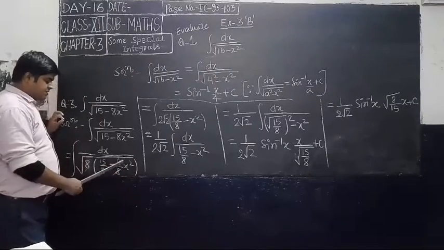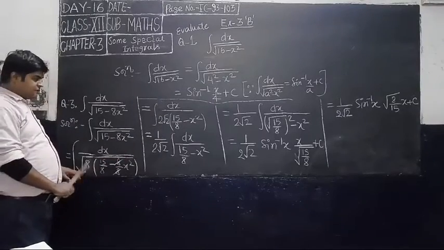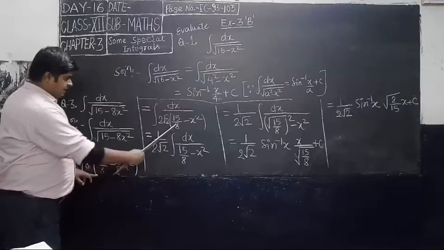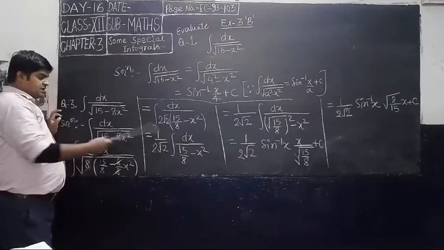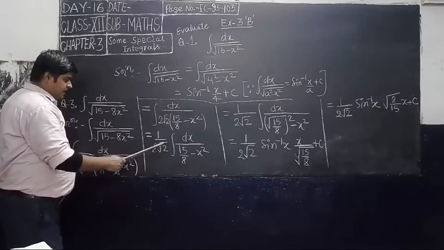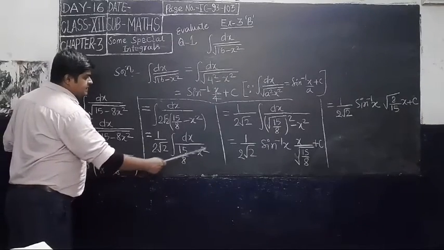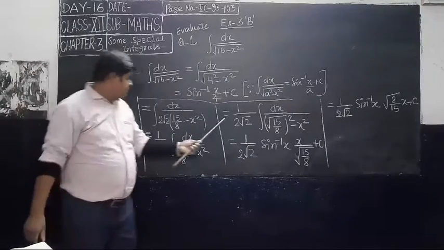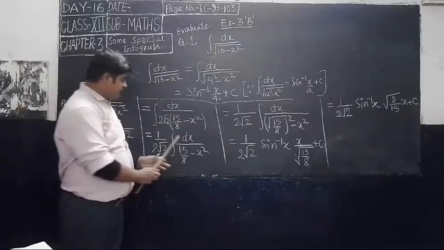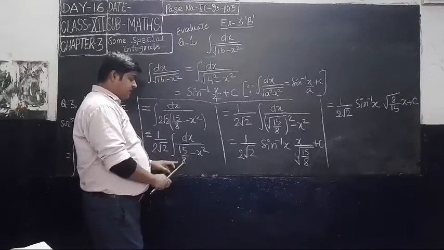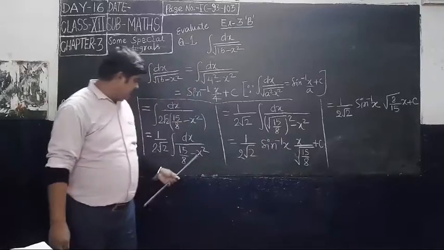And the 8 cancels out, so it becomes integration dx by, under root 8 is equal to 2 root 2, then 15 by 8 minus x square. This is a constant term, so you will just write before the integration sign 1 by 2 root 2 integration dx by 15 by 8 minus x square. Now this is equal to 1 by 2 root 2 integration dx by, you can write 15 by 8 as under root 15 by 8 whole square, under root 15 by 8 square minus x square.